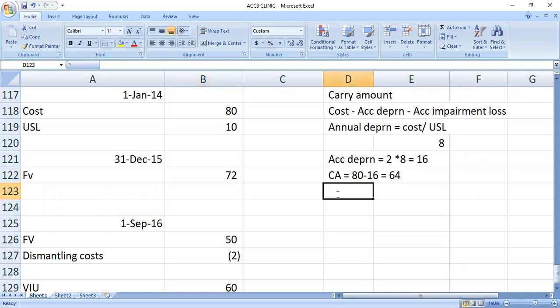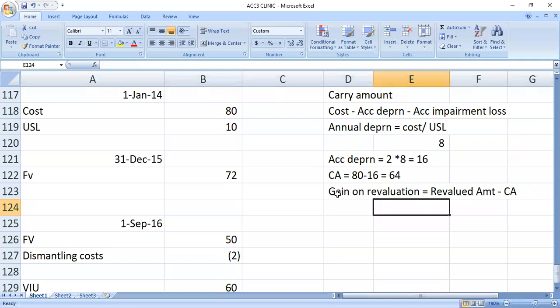So, gain on revaluation is equal to the revalued amount, this is the revalued amount, not the recoverable amount, minus the carrying amount. So 72 minus 64.